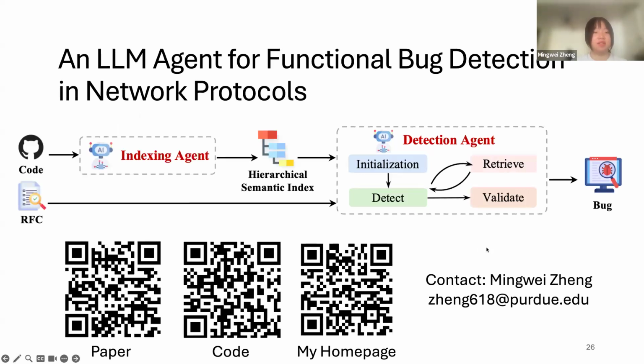So this is actually what we did recently, and we are very happy to share it in this seminar. As we mentioned, we introduce a large language model-based agent to detect functional bugs in network protocols by including two different agents: an indexing agent and a detection agent.